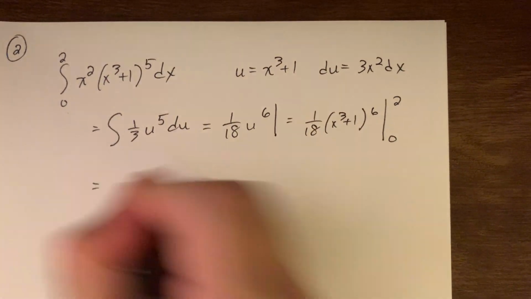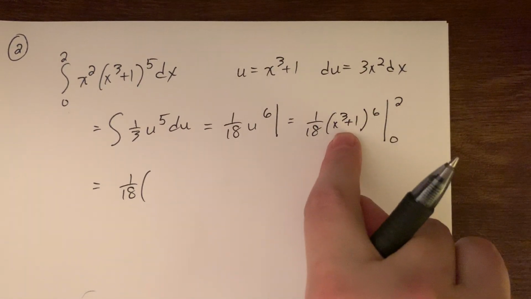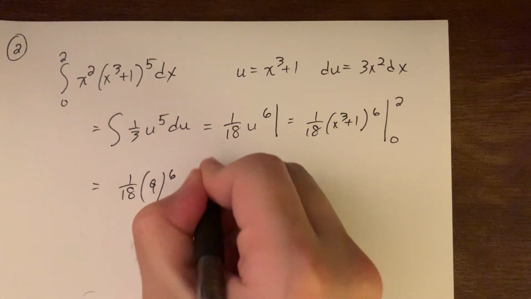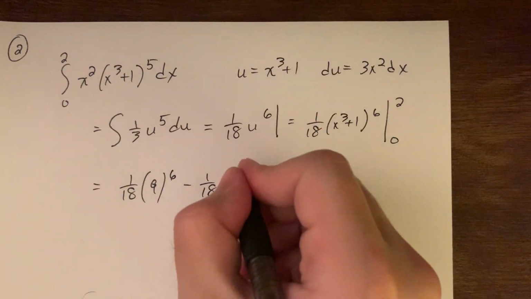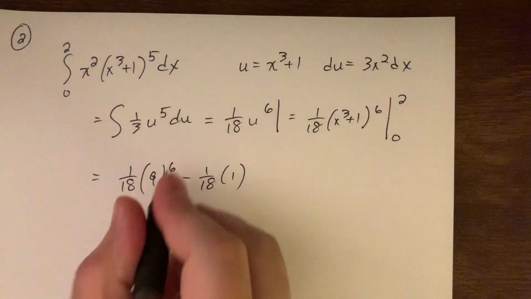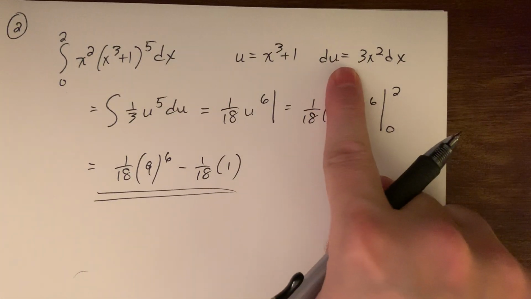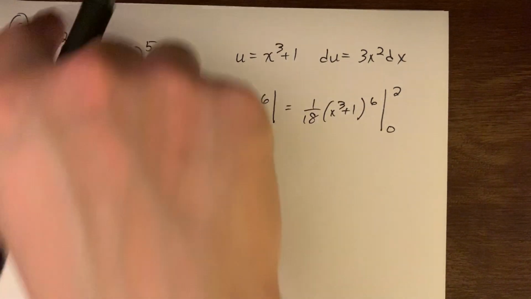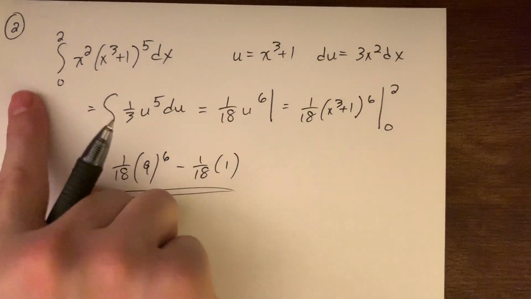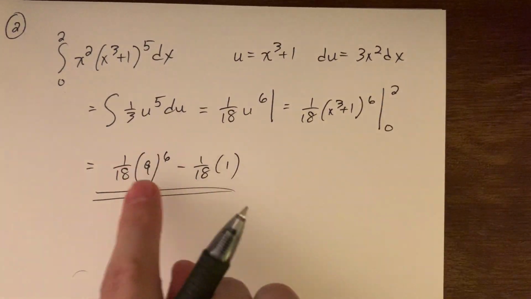So I would get that this equals 1/18. When I plug in the 2, 2 cubed is 8. 8 plus 1 is 9. So 9 to the 6th power minus 1/18. I plug in 0. I get 1 to the 6th power. So this is 1. And do a little more arithmetic. But that would be a good final answer. So you still did a u substitution. You just ignored the bounds until you got to the end of the problem. You still did the bar because you knew the bounds were here, but as you back subbed, that's when you got the original bounds, and then that's when you plugged in.